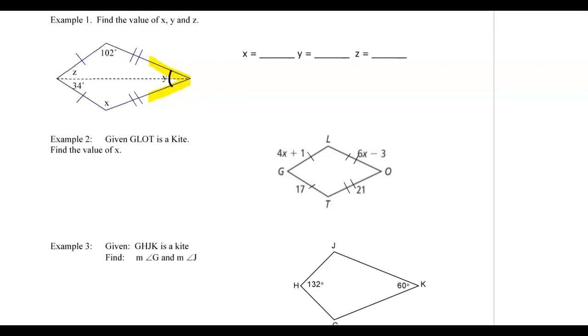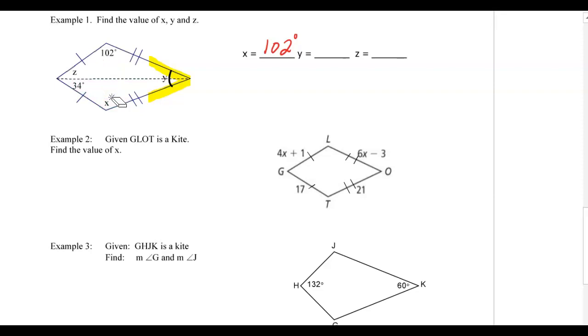So the first property we talked about is we have one pair of opposite angles congruent. And hopefully you can visualize that this blue triangle is congruent to the pink triangle. That tells me that x is 102 degrees.